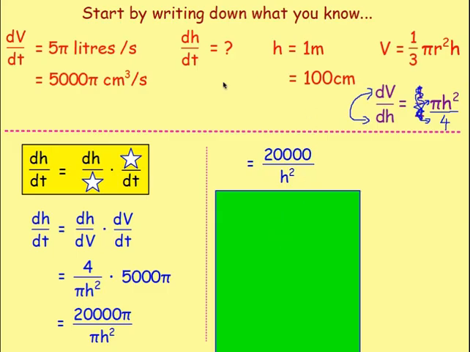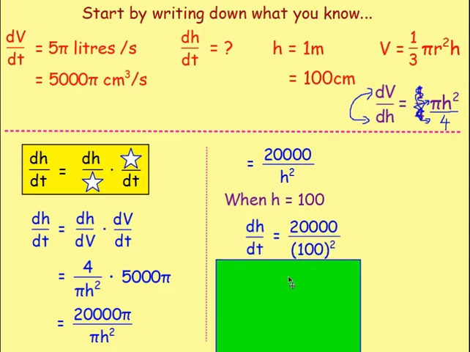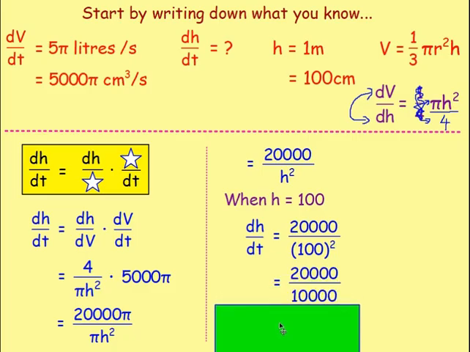We know that we were writing everything in terms of centimeters, so 1 meter, which is what we're asked to find, is 100 centimeters. So replace h with 100. If we do that, we will end up with 20,000 over 100 squared. 100 squared is 10,000. Good, so it's 20,000 over 10,000, which works out to be 2. And because it's the height that is changing with respect to time, and the height is measured in centimetres and the time was measured in seconds, it will be a rate of 2 centimetres per second.